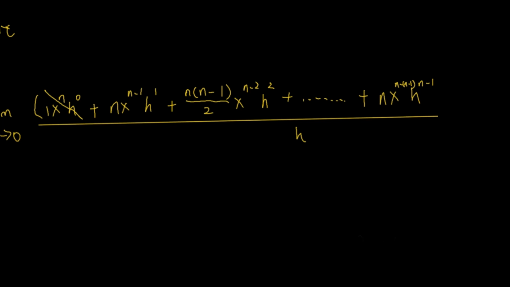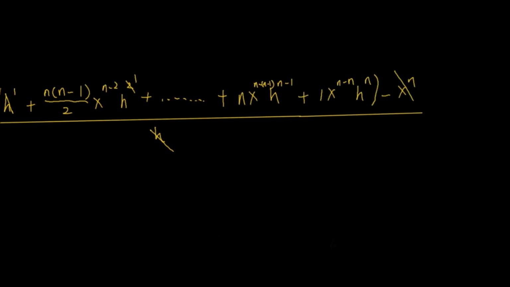But the next thing is we definitely can divide by h. So all these terms will be divided by h. Over here, this term will be gone, the h will be gone. And this term here will become h to the power of 1. And then in this term, h will become, I guess, h to the power of n minus 2. And then this one will be h to the power of n minus 1.